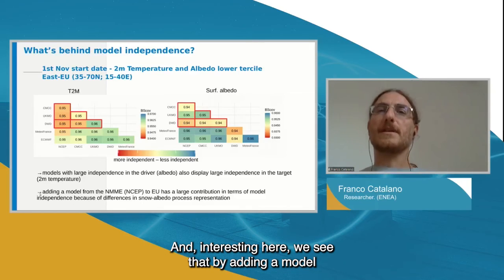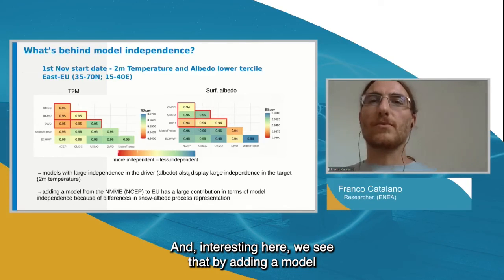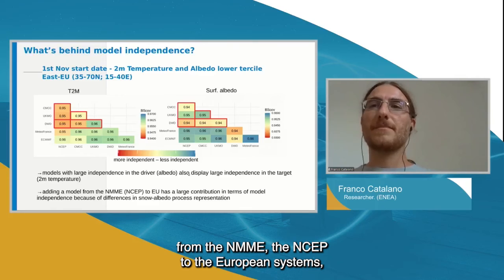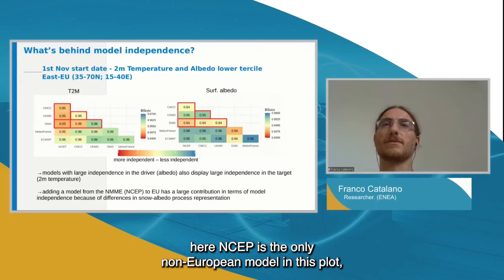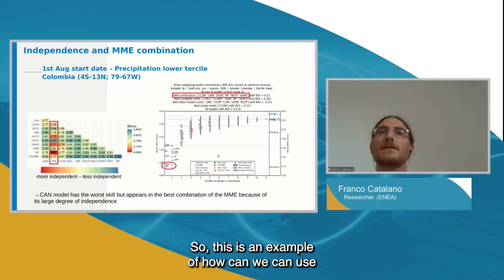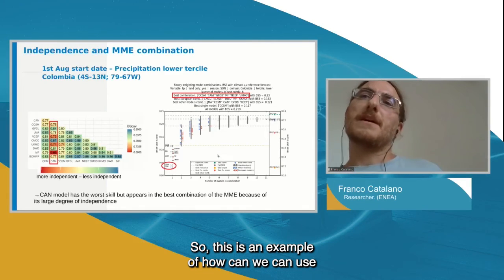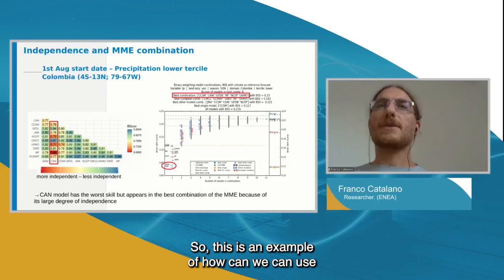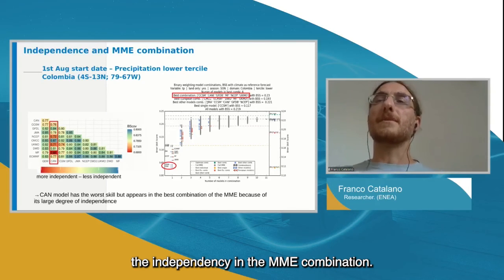And interestingly, here we see that by adding a model from the NMME, the NCEP, to the European systems, and NCEP is the only non-European model in this plot, we gain a lot of independence. So this is an example of how we can use the independence in the MME combination.